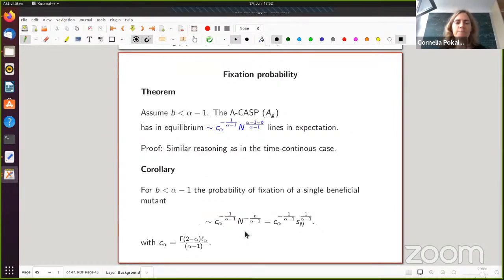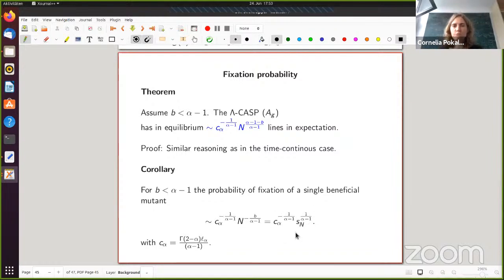Yeah, and in fact, this technique can also be applied to show the result for the lambda Kingman's ancestor selection process. So it works for this continuous time process, but also for this discrete time process. It's a bit more involved, but it also works if b is smaller than alpha minus 1. And then, as a corollary, we obtain that the probability of fixation is asymptotically equal to this divided by n. And this can be written like this here.